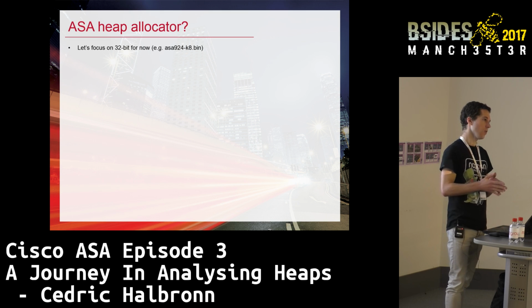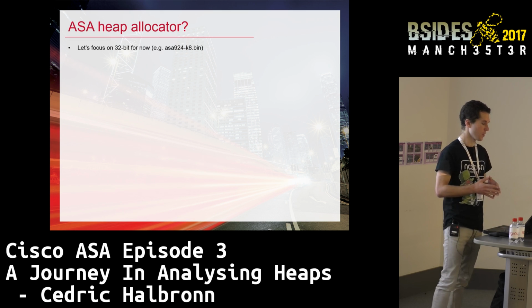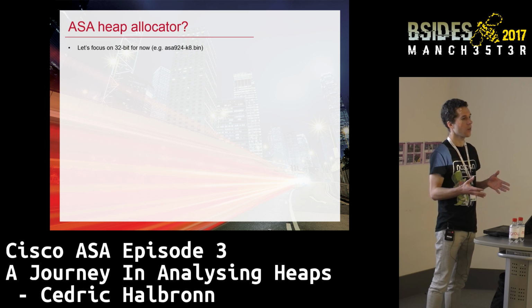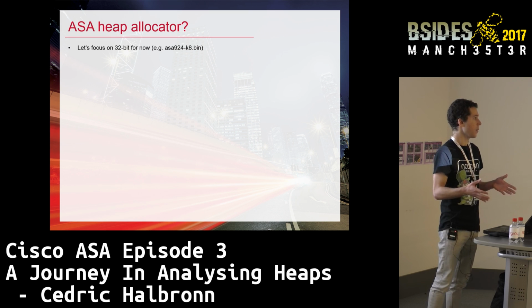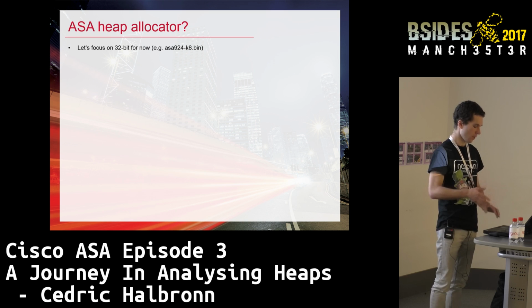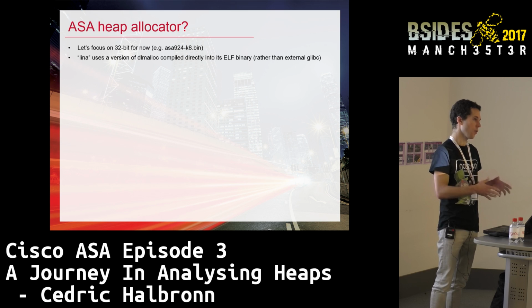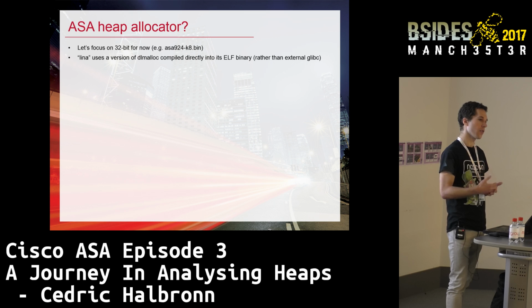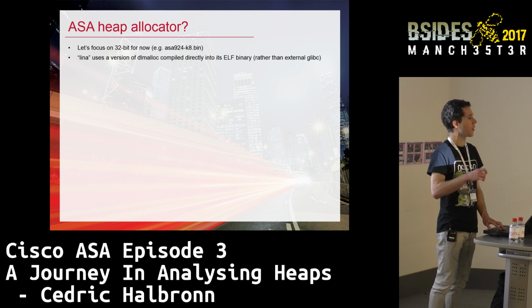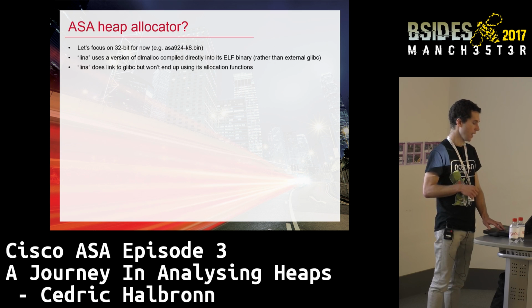Okay, so now we have these three heap allocators. We want to know what is used on Cisco ASA. They are based on Linux, so probably one of the three. We're going to focus on 32-bit, and if you reverse engineer the Linux binary, you will realize that it uses a version of dlmalloc, which is compiled directly into the ELF, rather than an external glibc. It does link with glibc, but it doesn't use the malloc function from glibc.